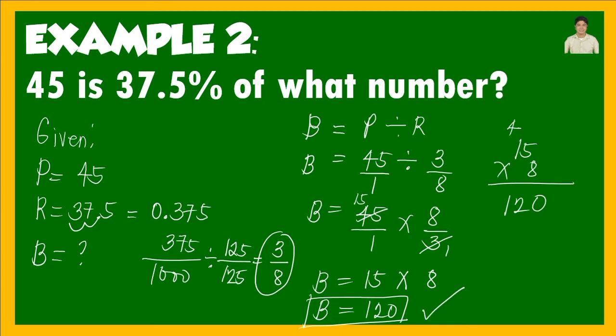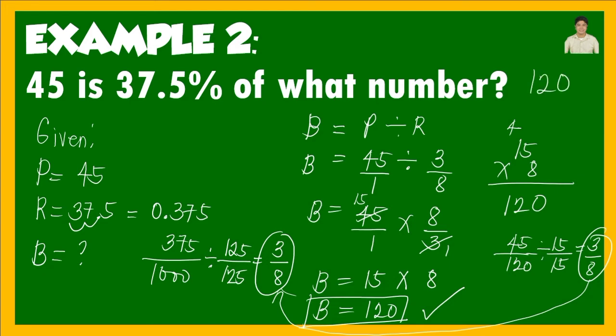Therefore, 45 is 37.5% of 120. And then, pwede din natin pakita na 45 over 120. Divide natin yung GCF, which is 15. 45 by 15, that is 3. 120 divided by 15, that is 8. Papansin nyo, nakuha din po natin is 3/8. Ayan. Therefore, our answer is 120.